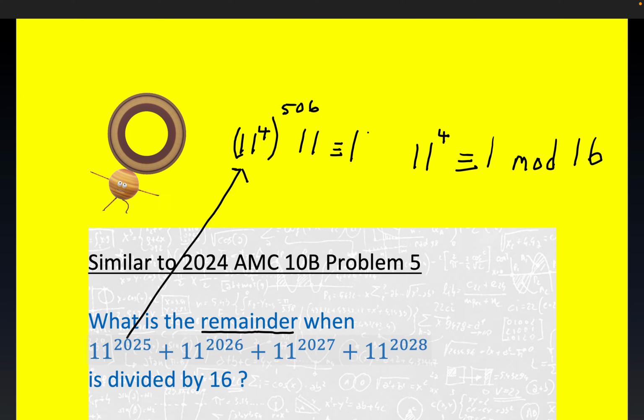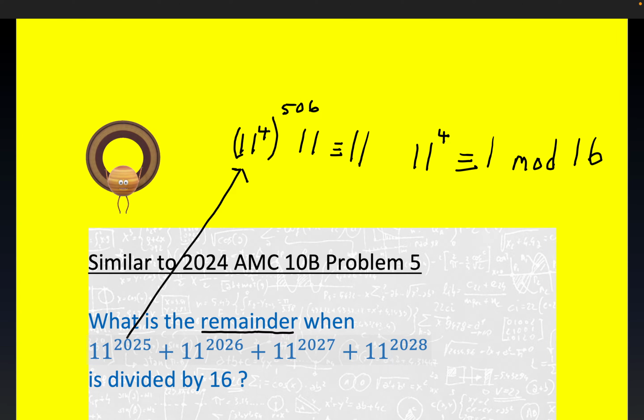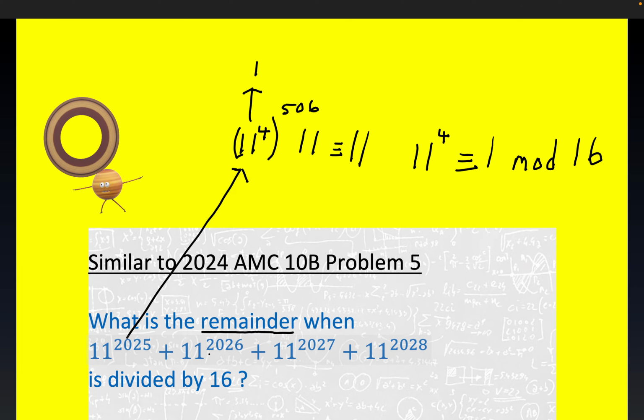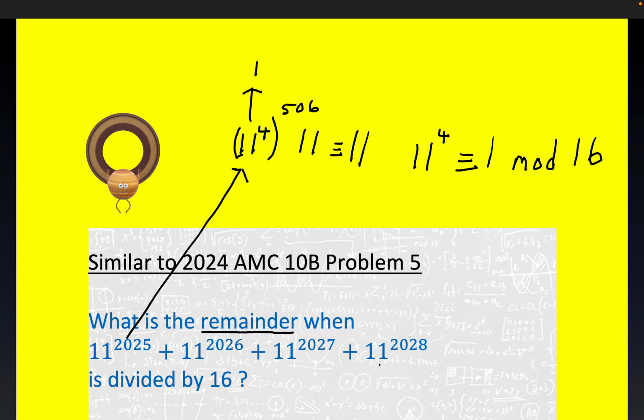Just congruent to 11. Since this piece right here is just 1, we can replace it with 1 from a modular arithmetic perspective. And you already know that this would be congruent to 11 mod 16, right? You do something similar with this term, and this term, right? But I'm going to do something a little more general that I saw in one of Wei Tan's videos.